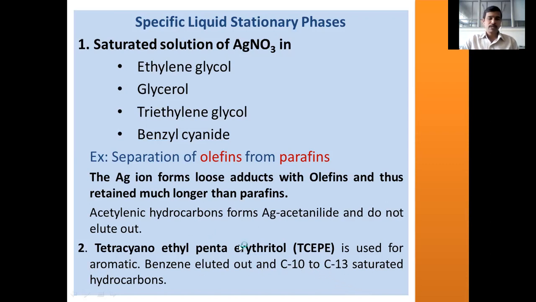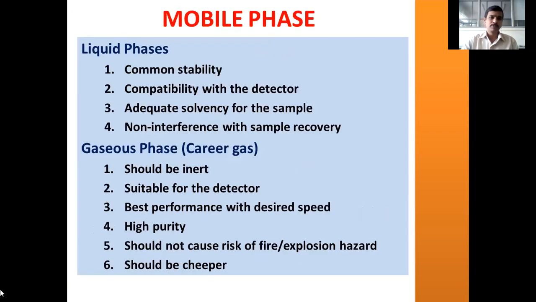So therefore, the aromatic compounds can be separated by using such specific stationary phases such as TCEPE. So this is about liquid stationary phases which are non-polar, polar, intermediately polar; the liquid stationary phases which will allow hydrogen bonding with the solutes, and some specific stationary phases which will interact with the solute molecules.